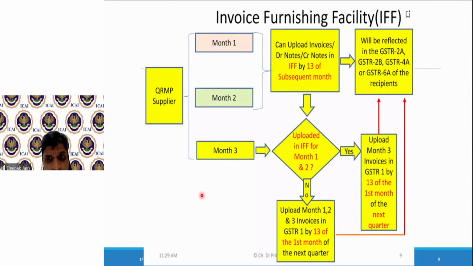Can you explain why TCS and TDS persons don't file GSTR-1? They are not making any supplies. They are only deducting taxes and collecting taxes. So there is no outward supply that they are making.